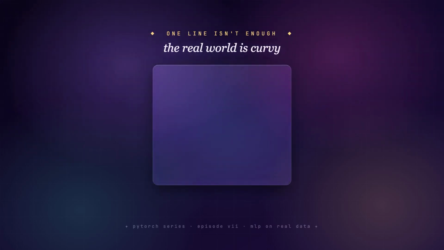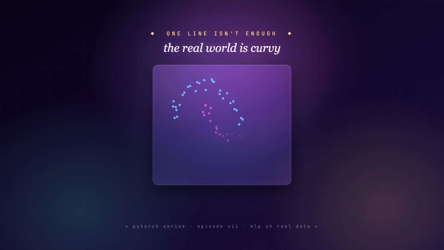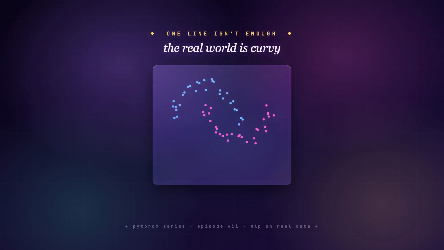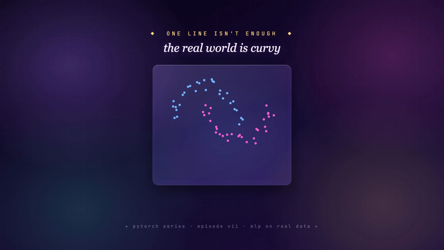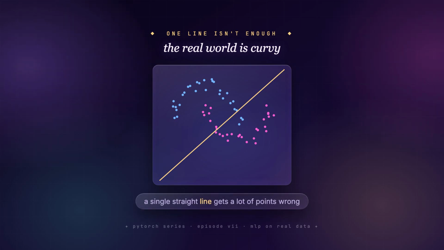Here's the thing about a single linear layer. It draws exactly one straight line. That's all it can do. Feed it the price and size of a house, it draws a line. Feed it anything, it draws a line. And the real world is almost never that polite. Real data curves, it loops, it wraps around itself. So a straight line, no matter how cleverly you place it, is going to get a lot of points on the wrong side.